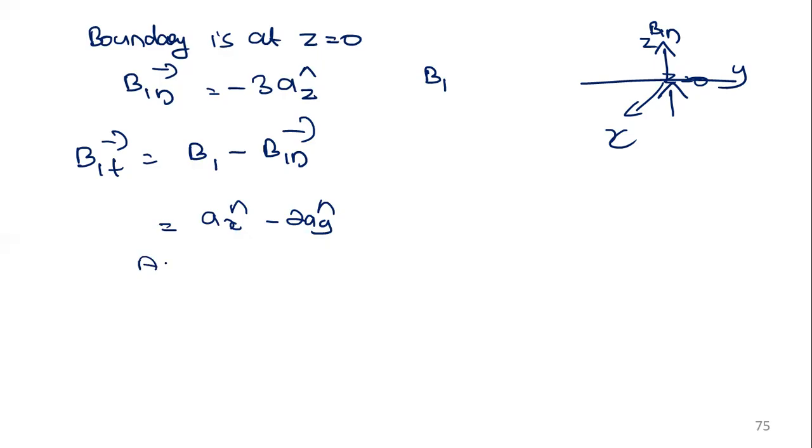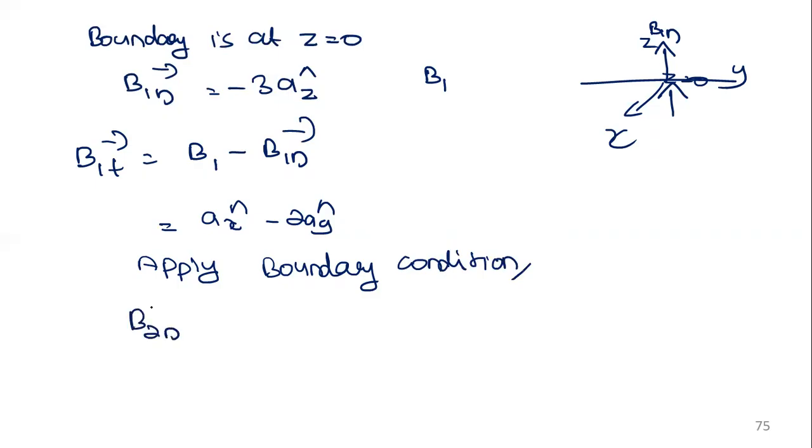Now we will apply boundary conditions, which say that the normal components B2n and B1n are the same. So B2n is equal to B1n, which is minus 3AZ.